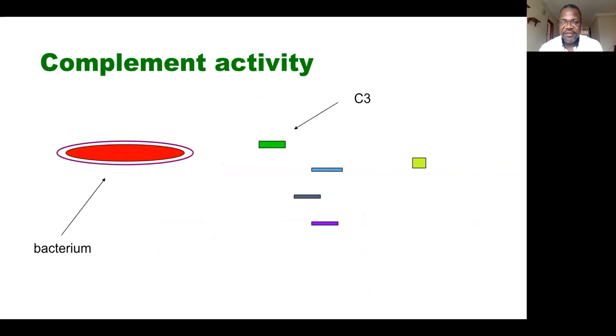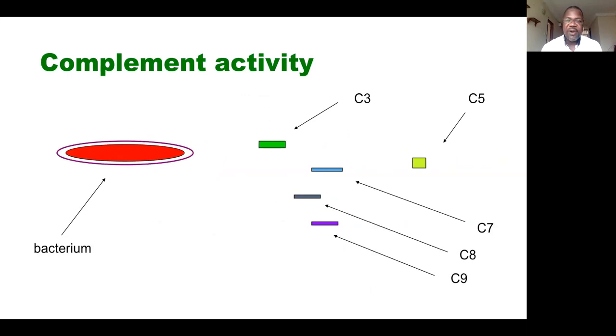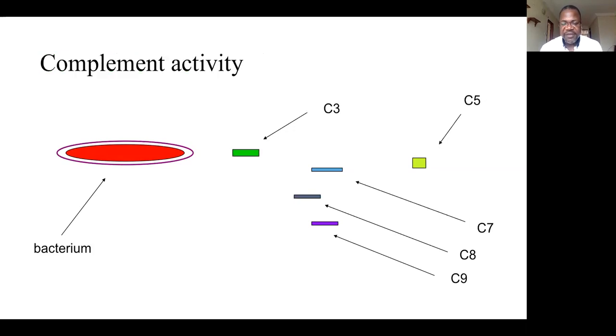Here you have the C3, the C5, the C7, 8, and 9. So they are all activated. Now they are approaching the microorganism. So the C3 will come first and attach to the bacteria at a specific complement receptor. Then it will break into fractions, what we call the C3a and the C3b. So the C3a will remain attached to the complement receptors on the bacterium.